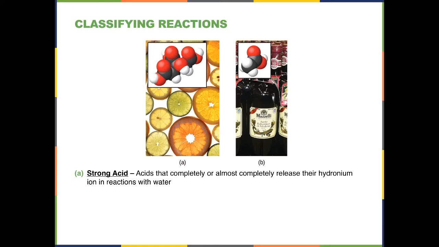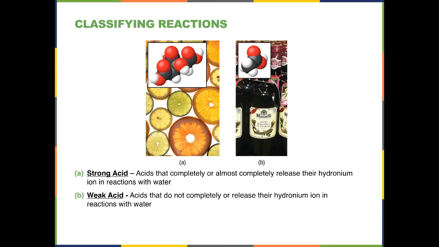A strong acid is an acid where the molecule completely releases all of its hydrogen ions and forms a large number of hydronium ions in reactions with water. And so it's when it's complete or almost complete. Obviously, a weak acid would be one that does not completely release all of its ions. And that's what's said right here. Acids that do not completely release the ions and form hydronium ions in water are called weak acids.